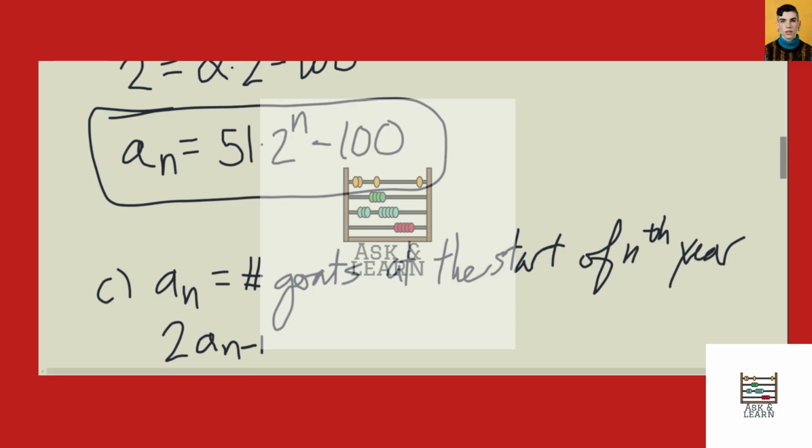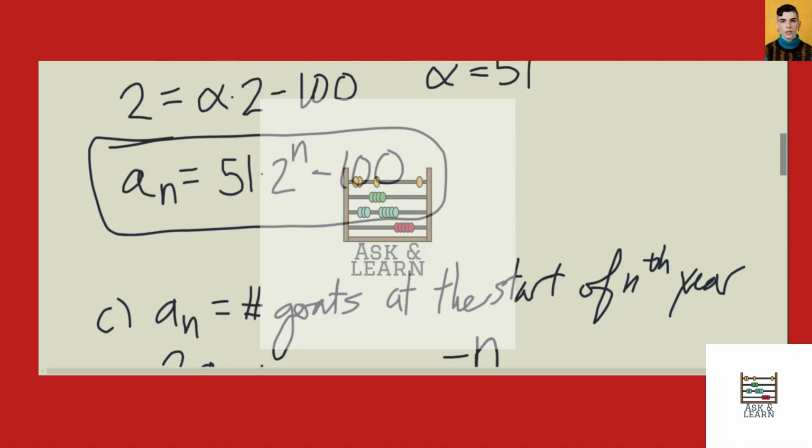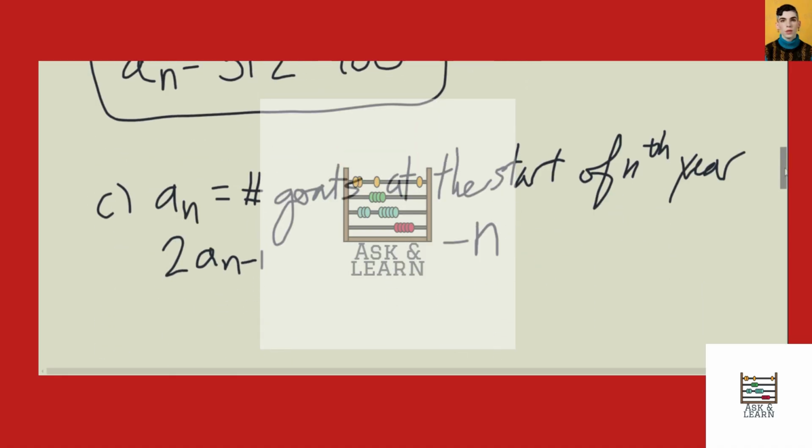We know that n goats are going to be removed during the nth year, so we take off n goats in the nth year, and then we add the cases together. We get that a_n is equal to 2a_{n-1} minus n, as long as n is greater than or equal to 3.